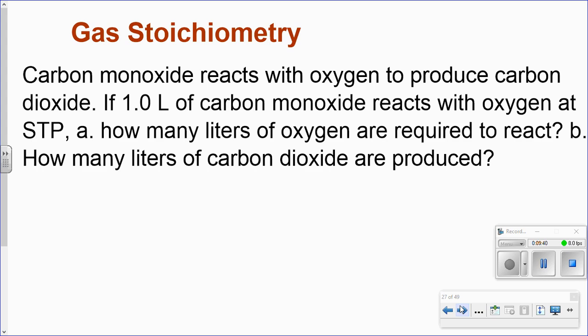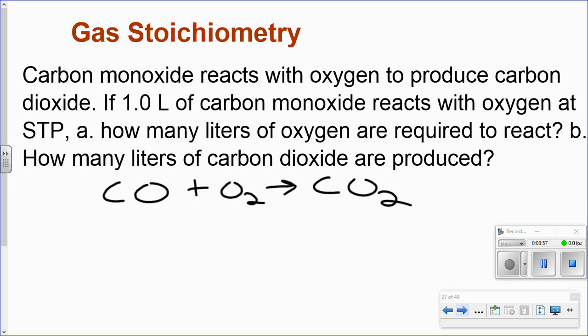And gas stoichiometry, guys, it doesn't matter where it comes from. Again, with this, we need a balanced equation. So it says carbon monoxide reacts with oxygen, don't forget that's O2, to produce CO2, okay? And it's not balanced. I need a 2 here and a 2 here. I think that does it.